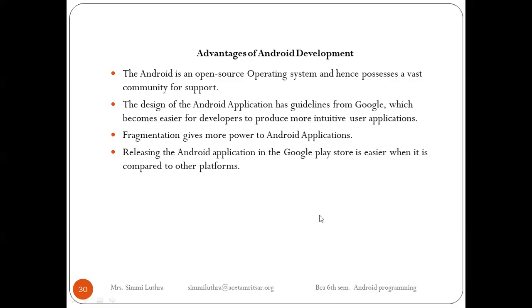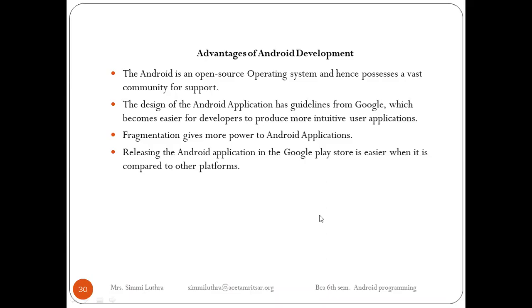The second advantage of Android is that the design of Android applications has guidelines from Google, which makes it easier for developers to produce more intuitive user applications. It means Android applications have a beautiful UI. Clear? The Android operating system's basic screens provide a beautiful and intuitive user interface. The next advantage is that fragmentation gives more power to Android applications, which means the application can run two activities on a single screen. Fragmentation means in an Android application you can run two activities on a single screen.